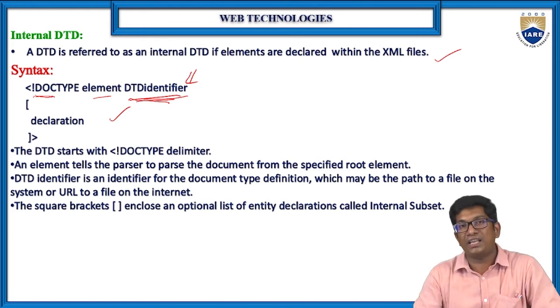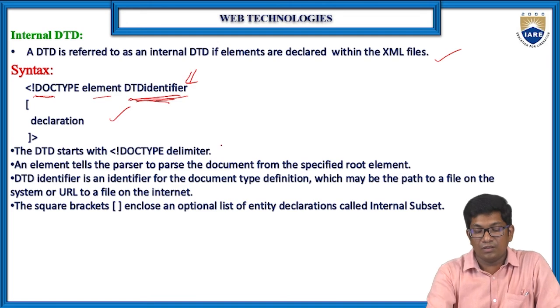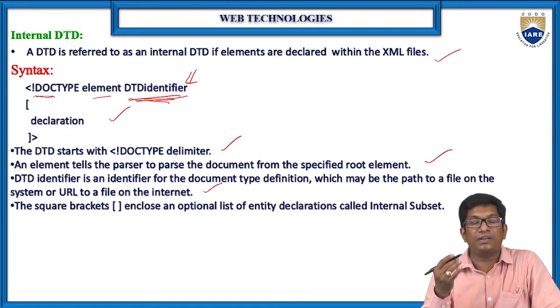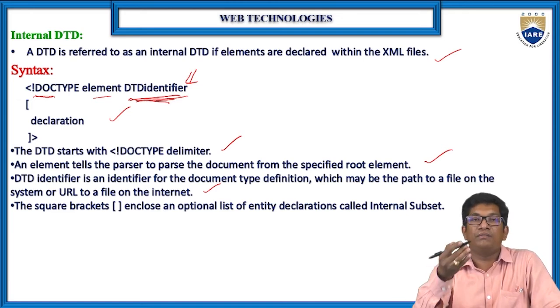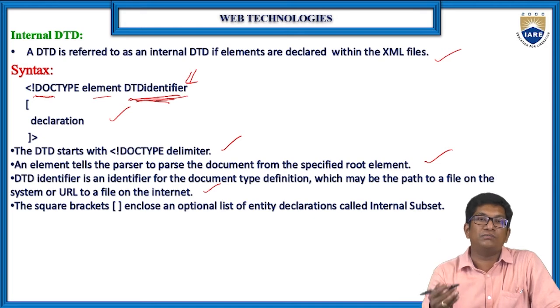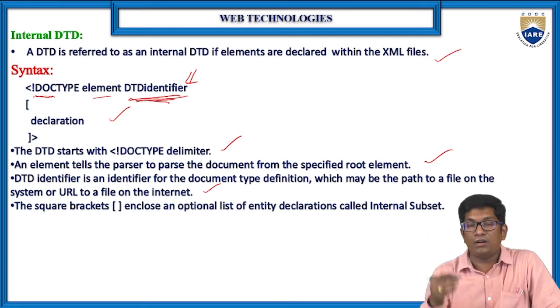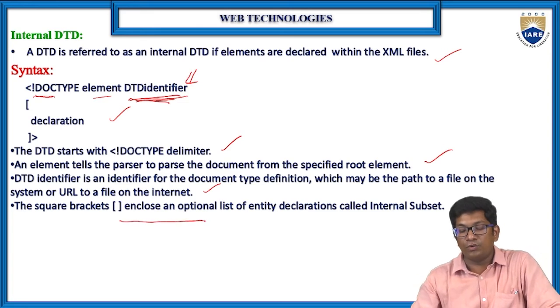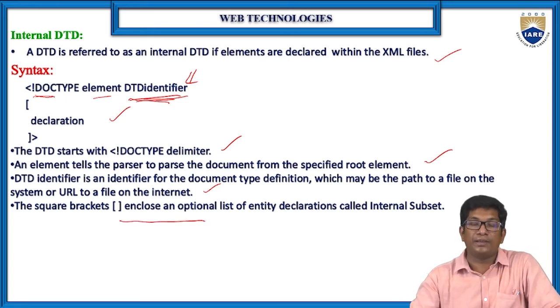Right? That is the simple syntax for internal DTD. This one is DOCTYPE, which is the reference that it is starting the DTD, then the root element, and the DTD identifier. For an external DTD, you have to specify whether the DTD file is on the same system or in public, on the internet. And between the square brackets, you have to declare the element names.